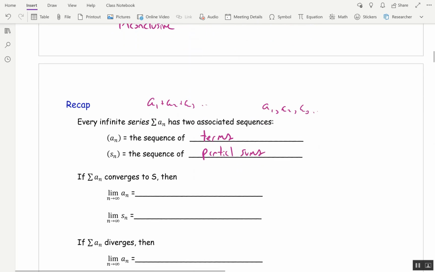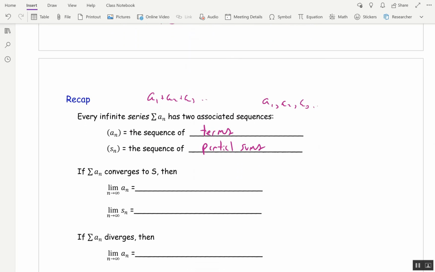If a series converges to a number S, then we know the limit as n goes to infinity of the terms AN is 0. Because if it weren't 0, then the series would diverge by the divergence test. And the limit of the partial sums is S, and that's by the definition of convergence.